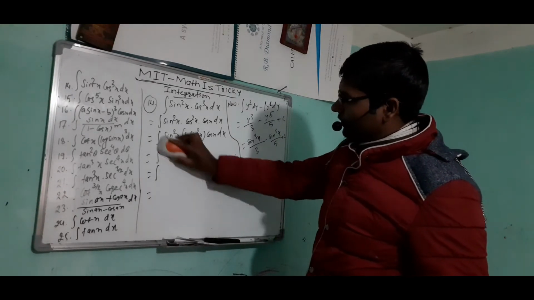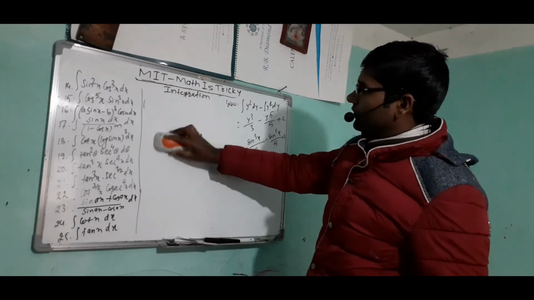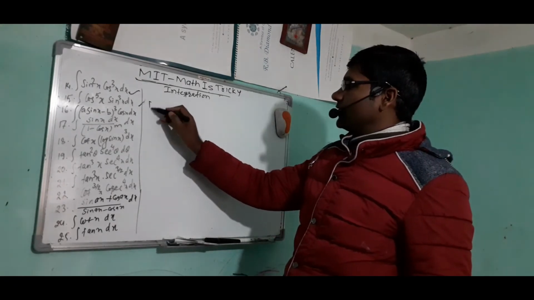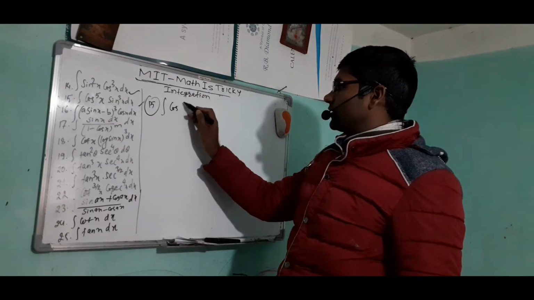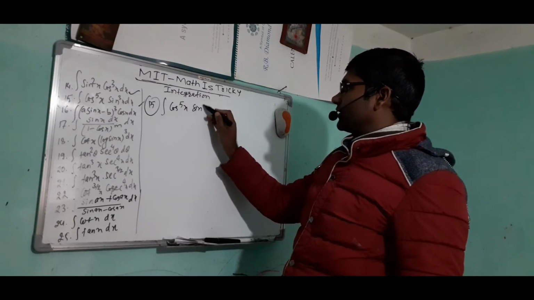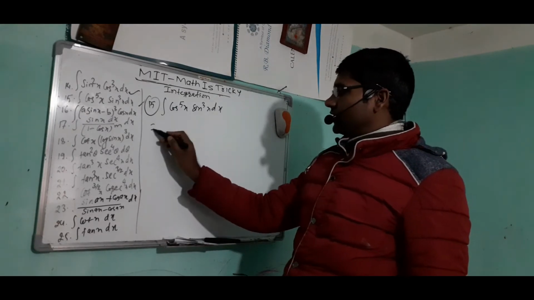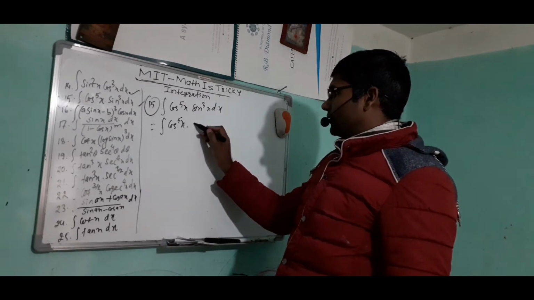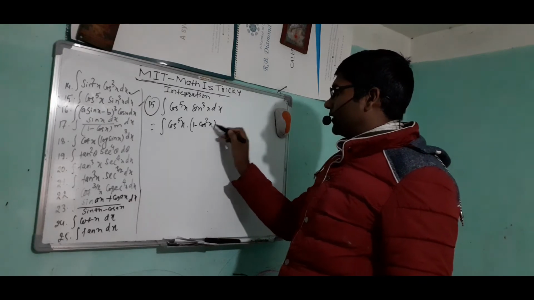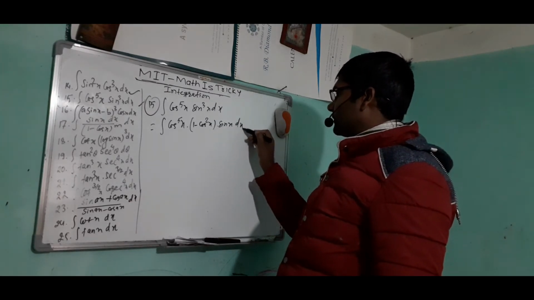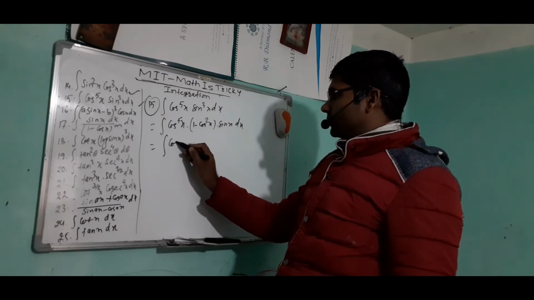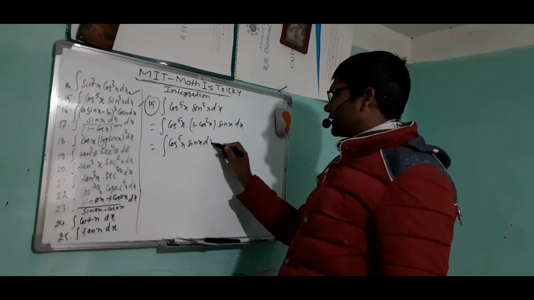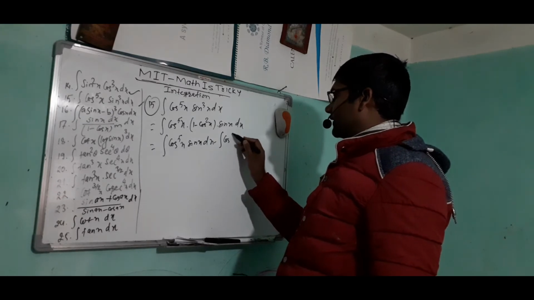So let's see question number 15. Now let's solve question number 15: integration of cos power 5x sine cube x dx. As before, cos power 5x stays as it is, and sine cube x is sine square x times sine x, where sine square means 1 minus cos square x, dx. Now let's multiply, so it will be cos power 5x sine x dx minus cos power 7x sine x dx.